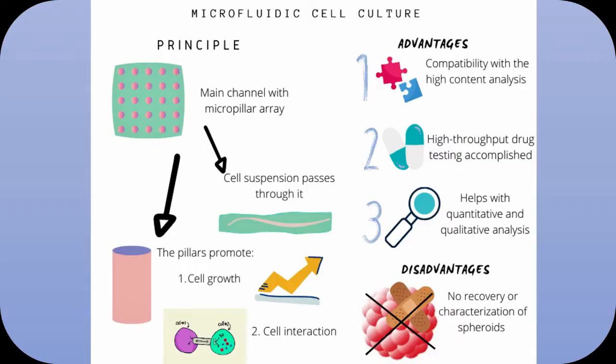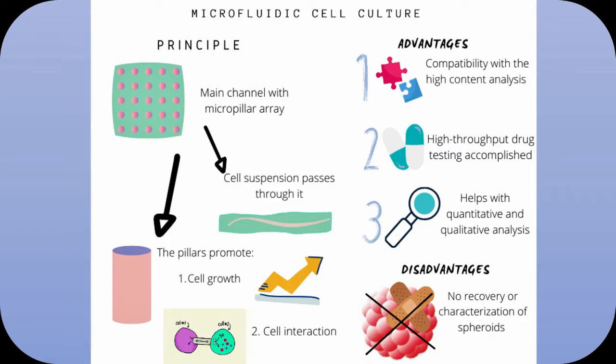The microfluidic cell culture is a system that comprises a main microfluidic channel, which is an array of micropillars through which the cell suspension is passed. This micropillar system immobilizes the passing cells and supports their growth. It also enables cell-cell interactions. The advantages of this method are that it has potential for high throughput drug testing, it can be compatible with high content analysis, and both qualitative and quantitative analysis are enabled.